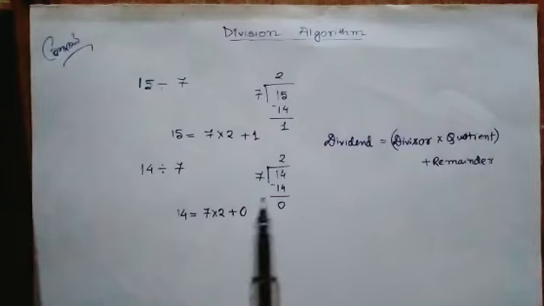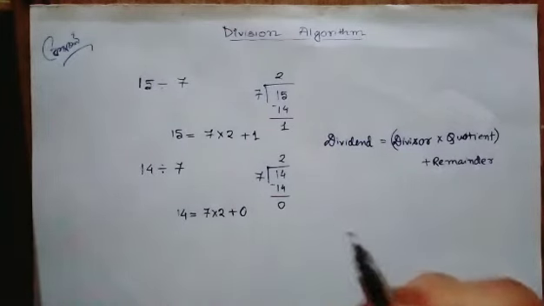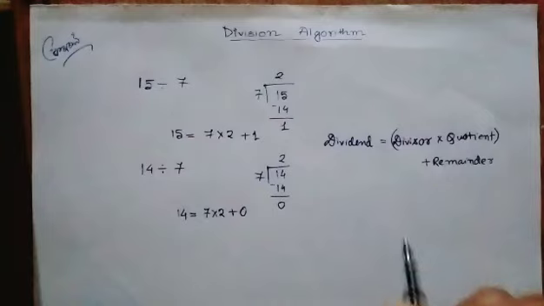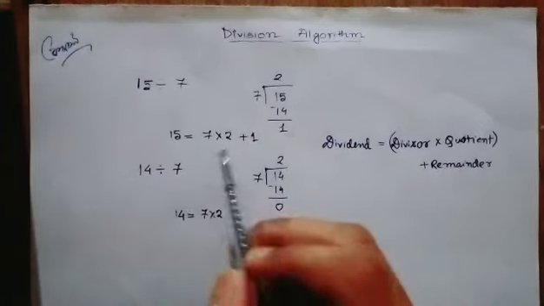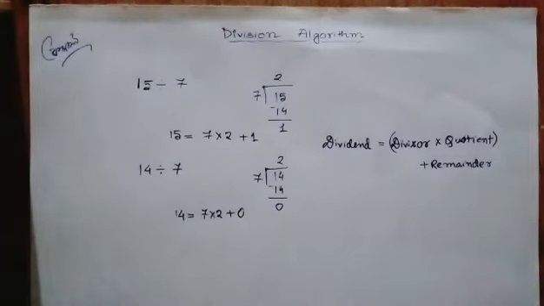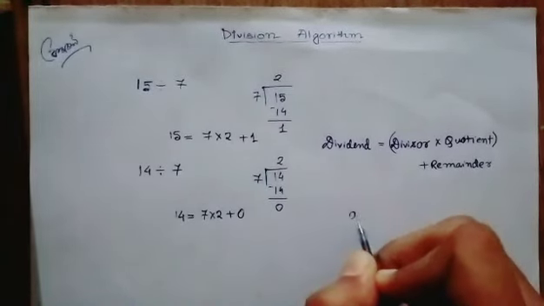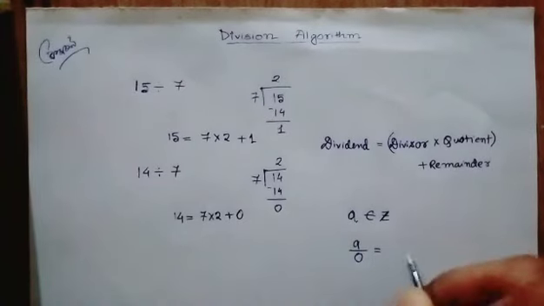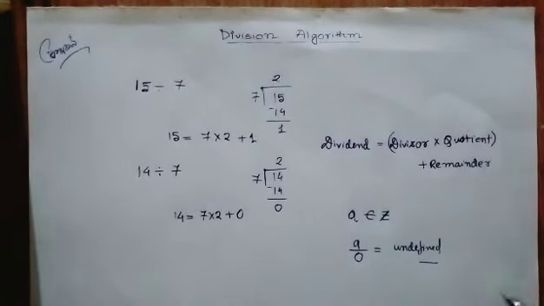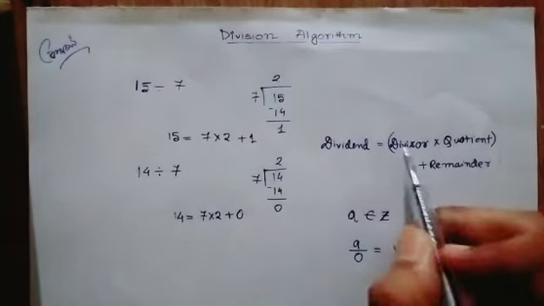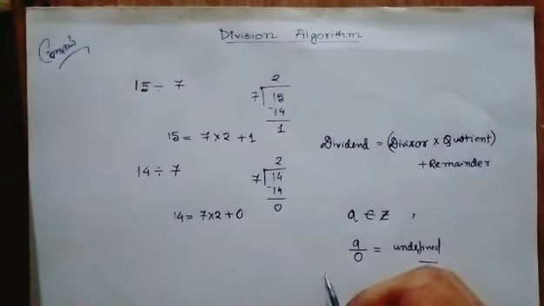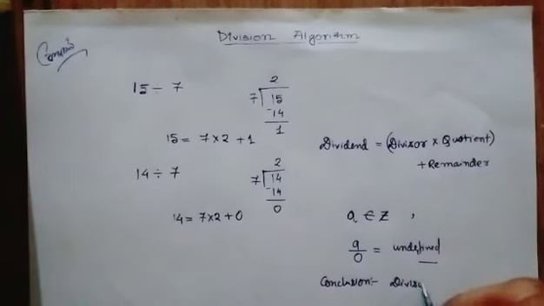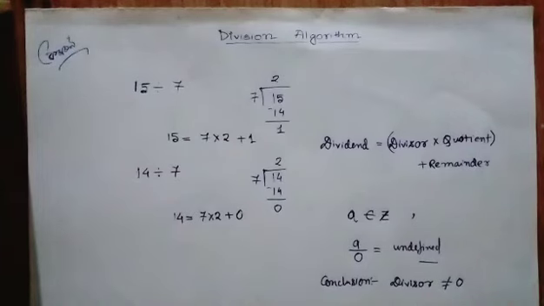This is a basic expression from your lower classes. When you carry out the division operation on any integer by any other integer, that integer must not be equal to 0, because if you divide anything by 0, it is undefined. If a belongs to the integers and I divide a by 0, it is undefined. So the conclusion is that the divisor cannot be equal to 0.